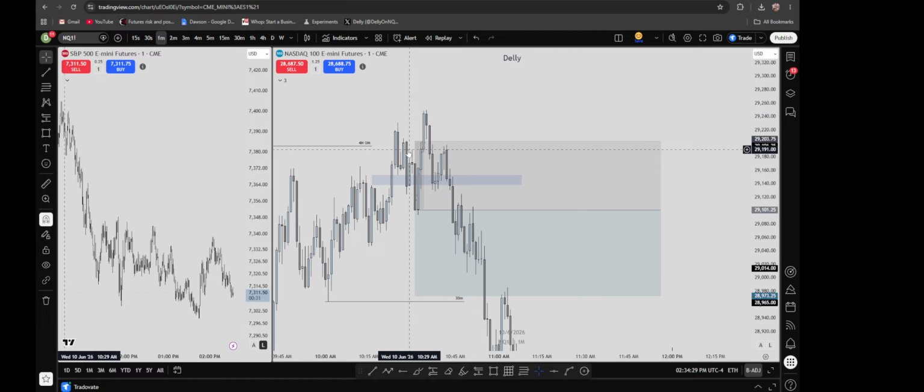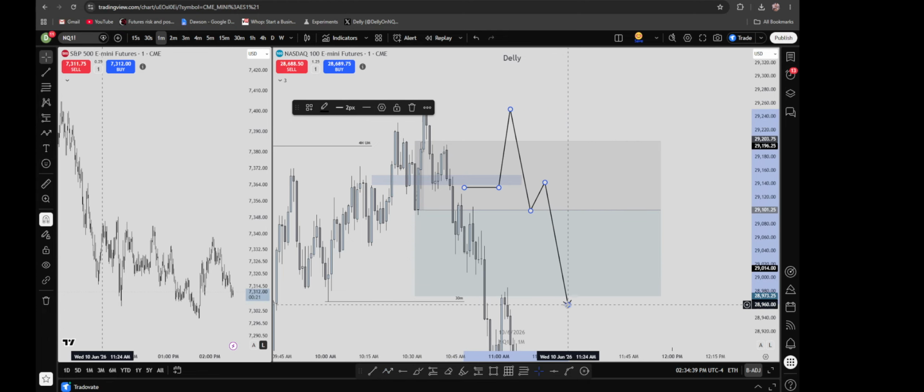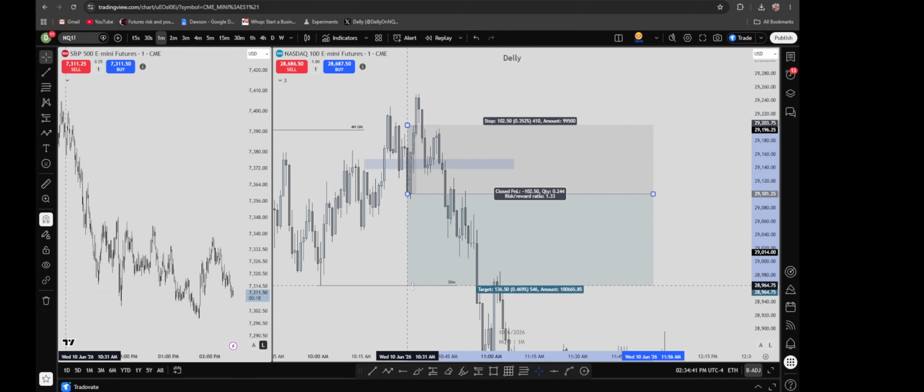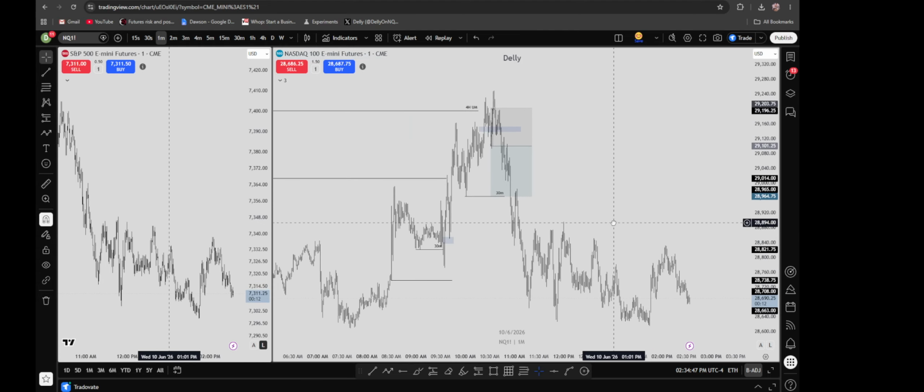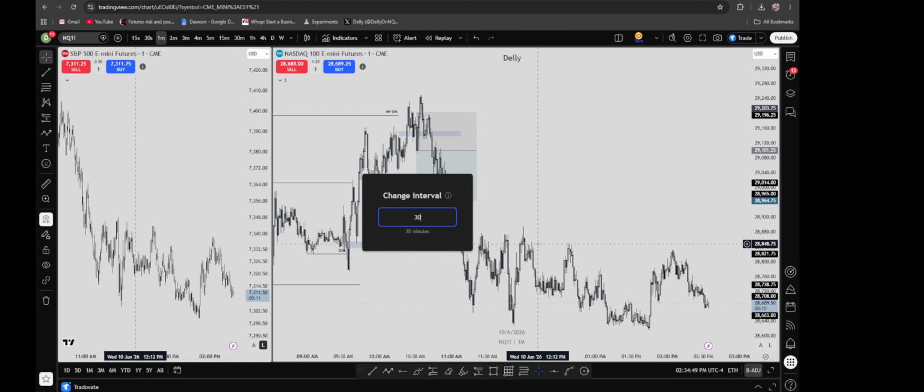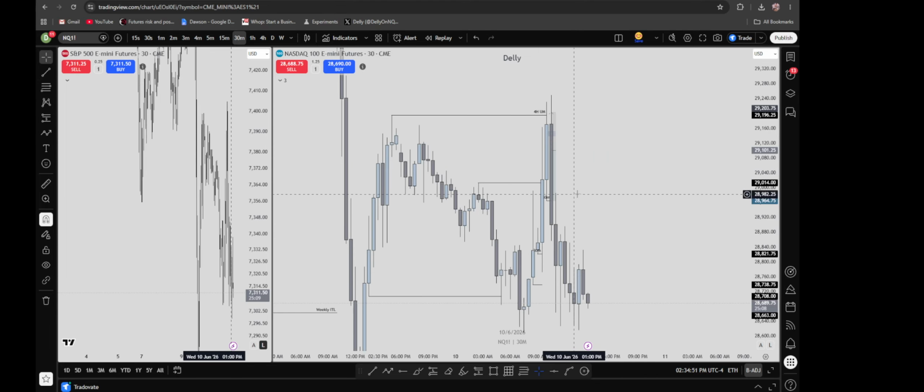But the fact that 10:30 has not put in much of a wick at all makes 10:30 do what? Manipulate, stop out early sellers, and then make the real move lower, which is basically where we just trended pretty much the rest of the day, pretty much all of AM, I believe. Yeah. So overall, very, very straightforward day.